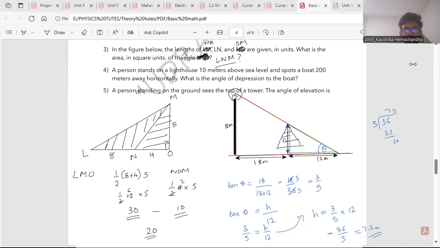Yes, we can directly find it as well. Half base into height is applicable for any triangle. The base here for L and M is 8, and the vertical height is what you should get. So that is 5, no? Half 8 into 5, 4 into 5, 20. Right?